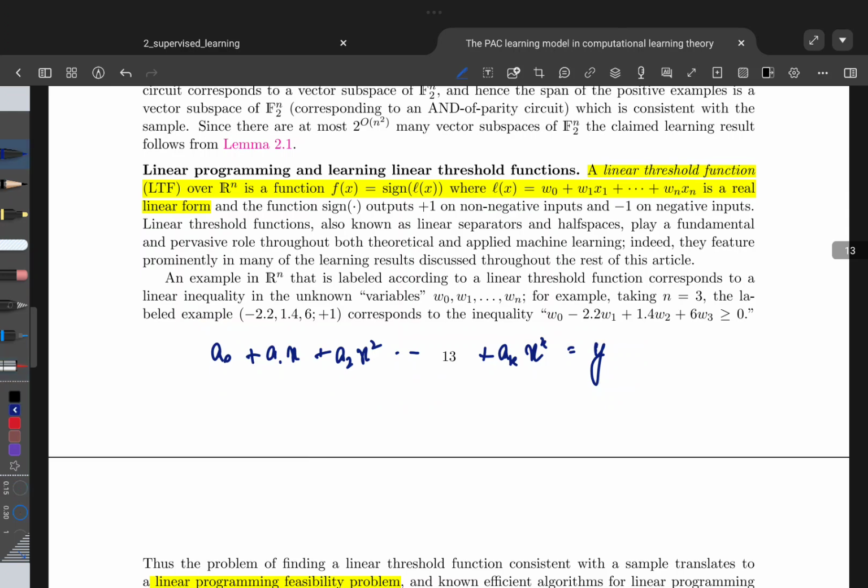Right? This can be written as an inner product between a0 up to ak along with 1, x, x square up to x to the k. And since it is linear in a, solving for a just amounts to solving a system of linear equations, which you can again do using Gaussian elimination.